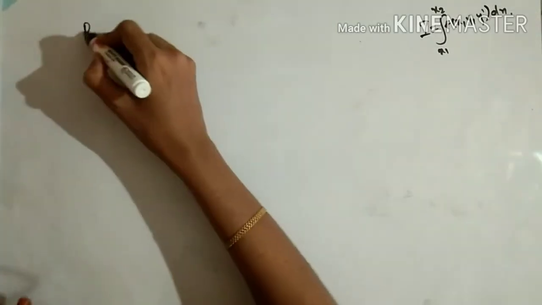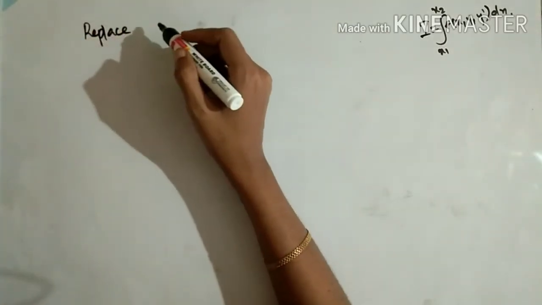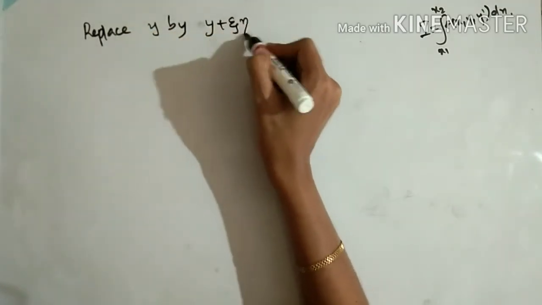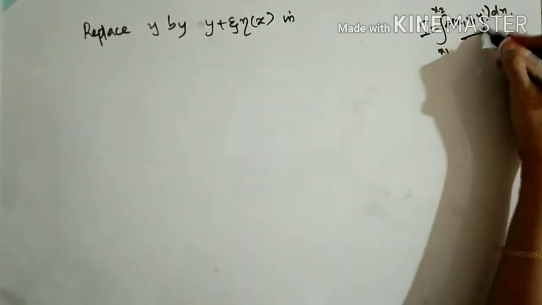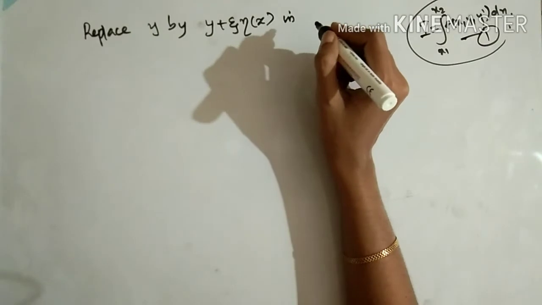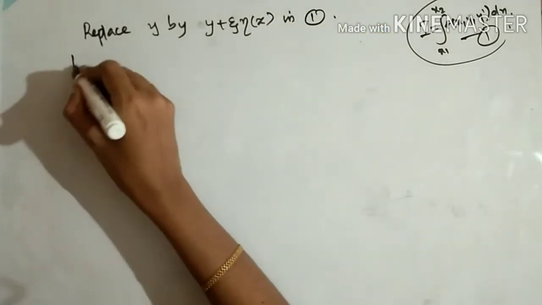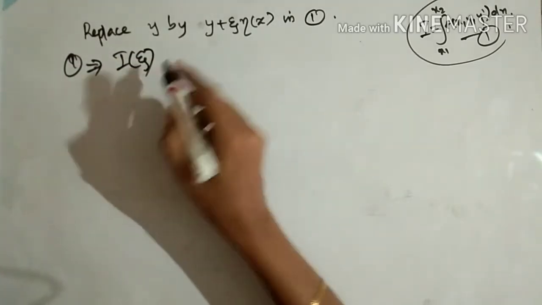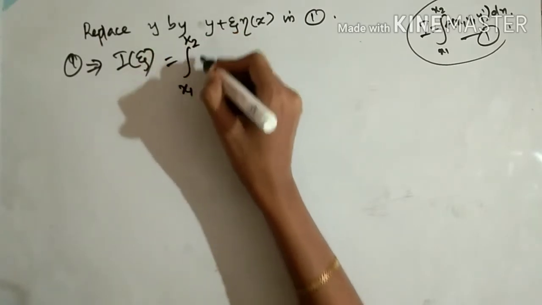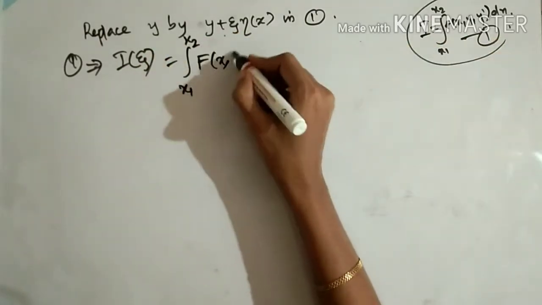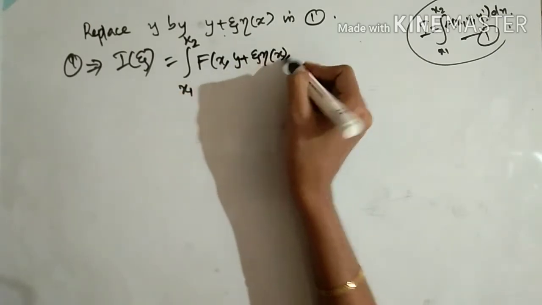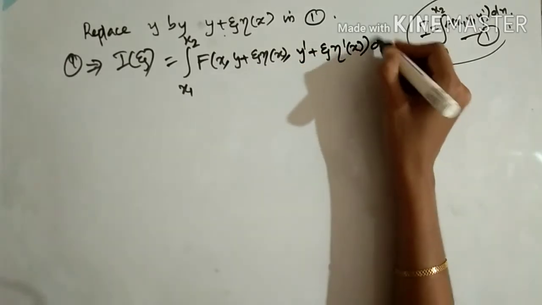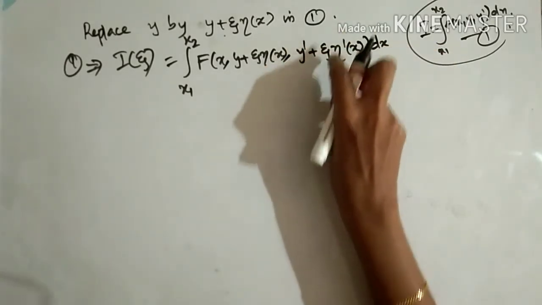Now, because of the last slide, y is replaced by y plus psi eta(x) in equation number 1, our given integral. So equation 1 implies I(psi), introducing a new constant, is equal to the integral from x1 to x2 of f(x, y plus psi eta(x), y' plus psi eta'(x)) dx. Psi is constant, so there is no need to write psi dash.